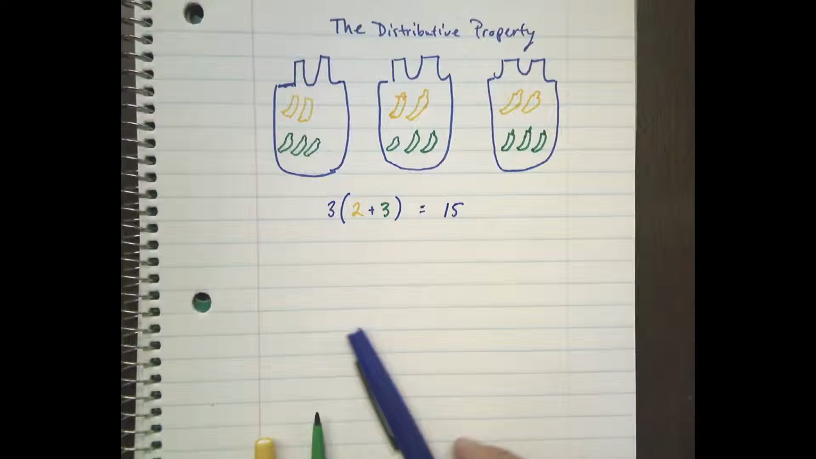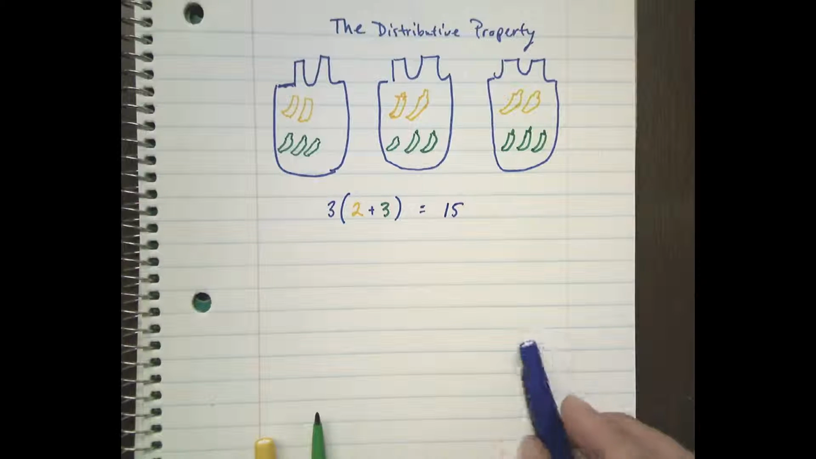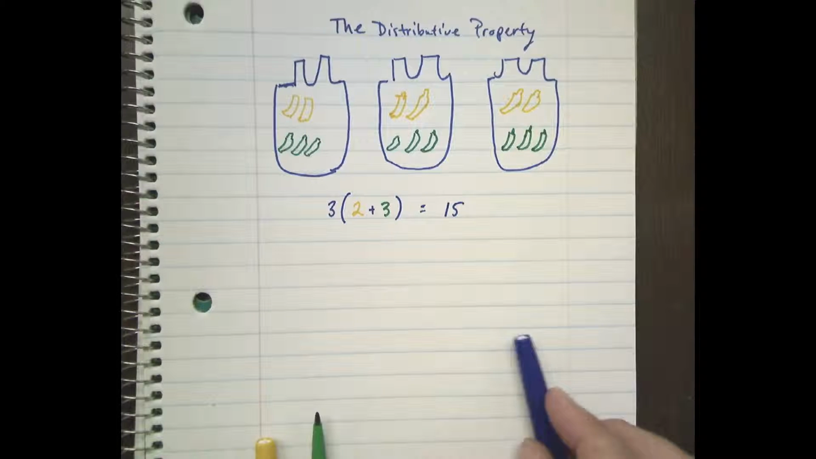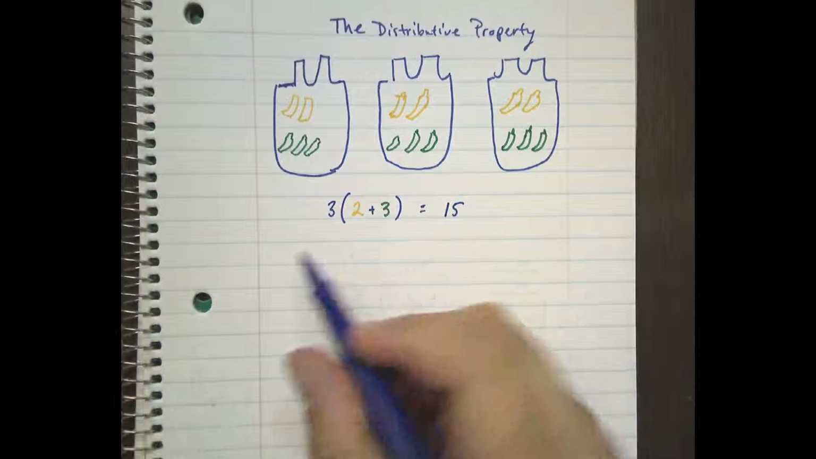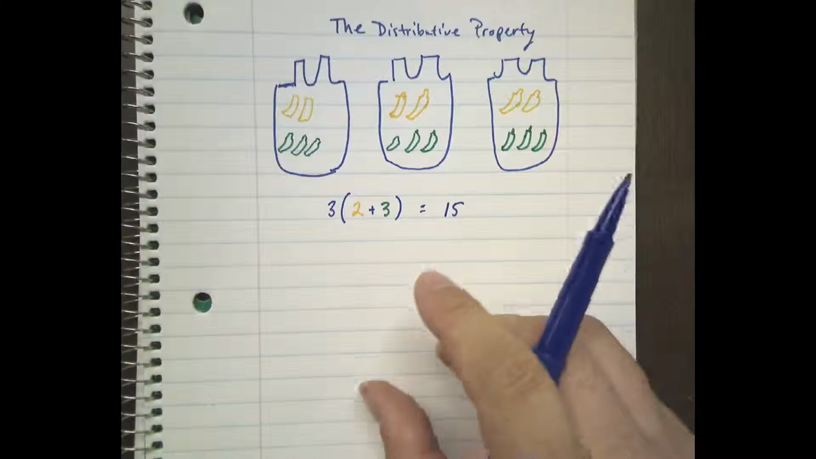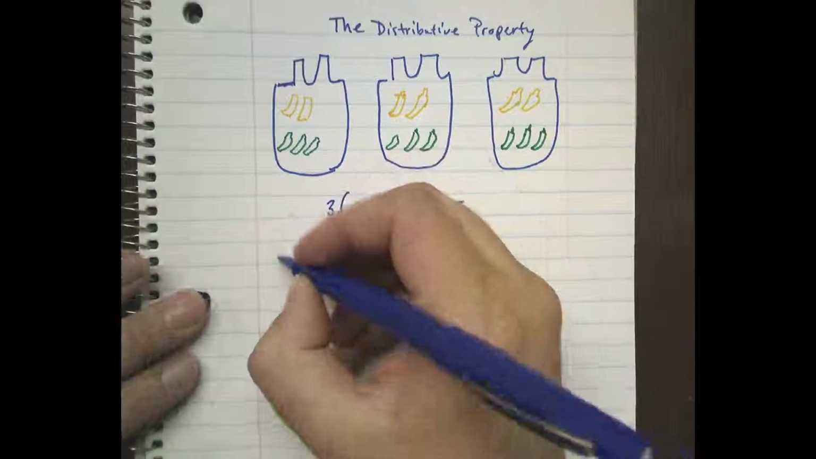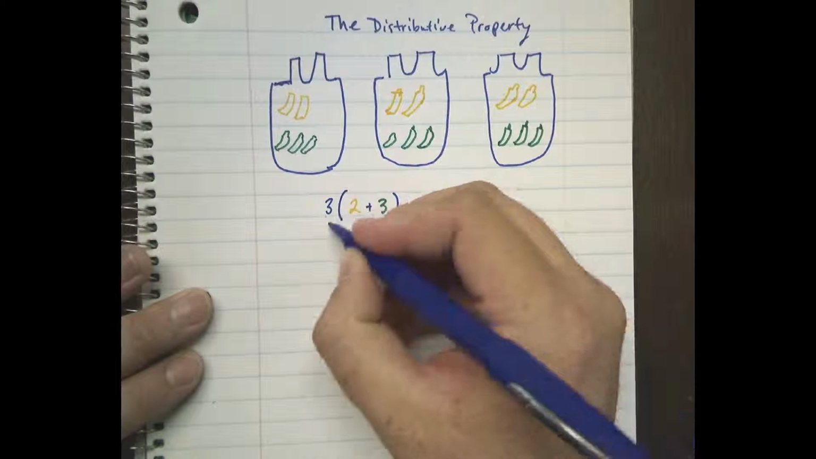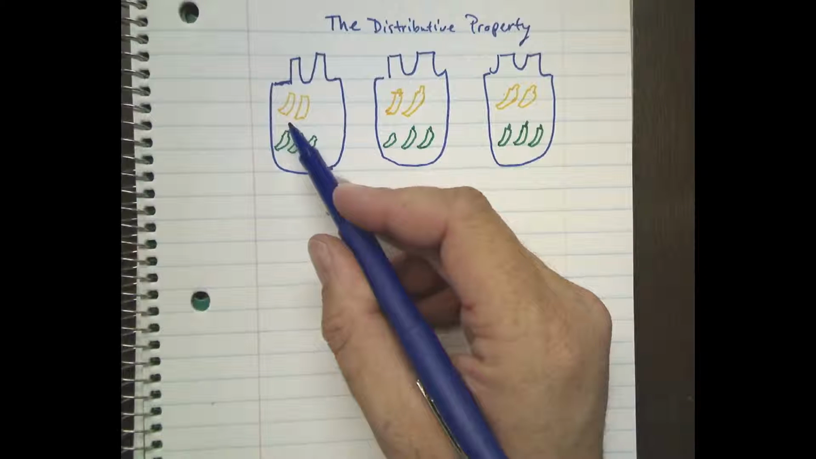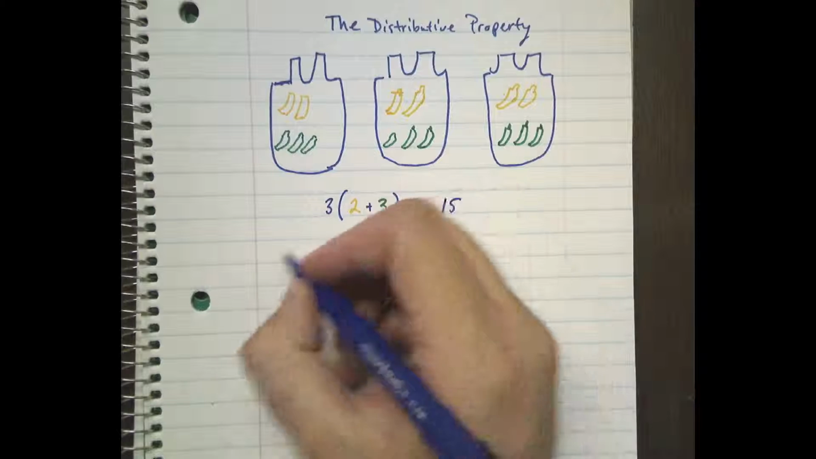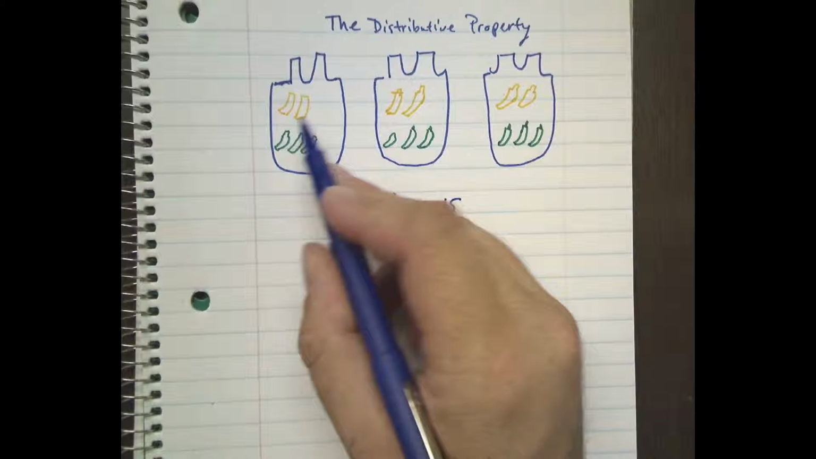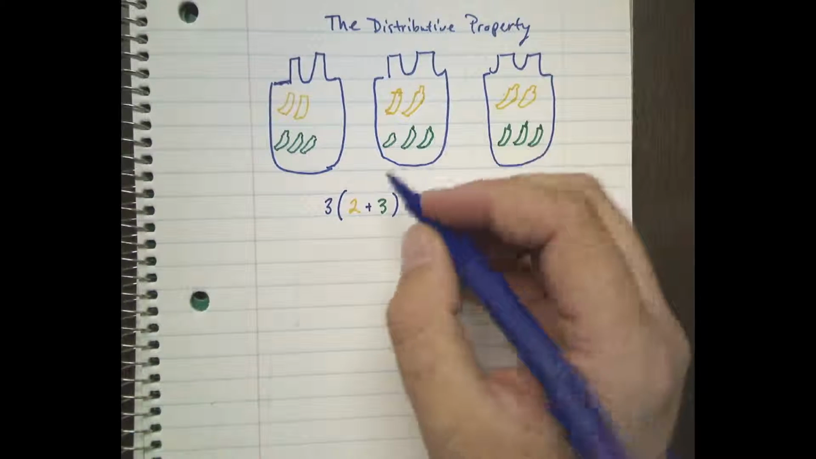Let's say I wanted to separate out my bananas. We're going to get some more bags. What the distributive property says is, let's put all of our yellow bananas in a bag and all of our green bananas in a bag. So how many bananas am I going to put in each bag? Well, I will have 3 bags with 2 yellow bananas in each bag.